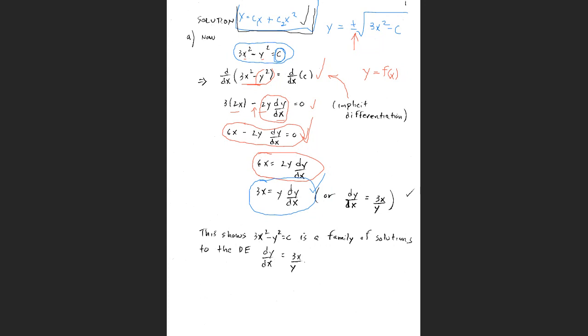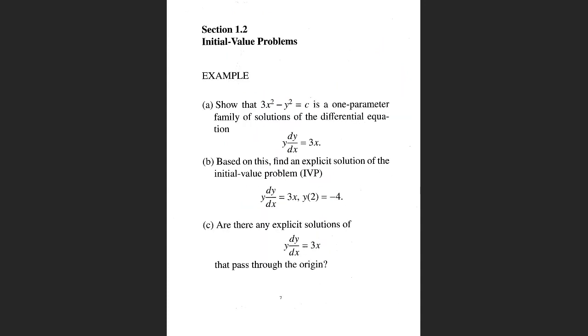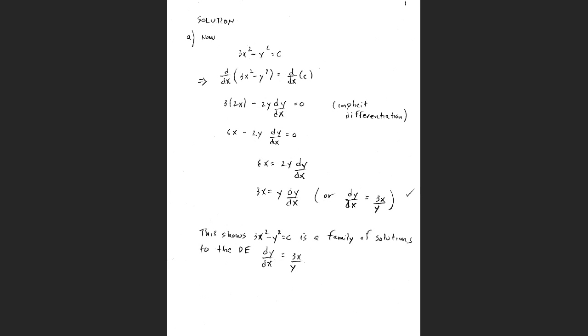All right, so in this problem now, in part B, we want to solve the initial value problem. So y of 2 equals -4. We're going to put in our initial value of 2, -4 into the family of solutions so that we can solve for the constant.